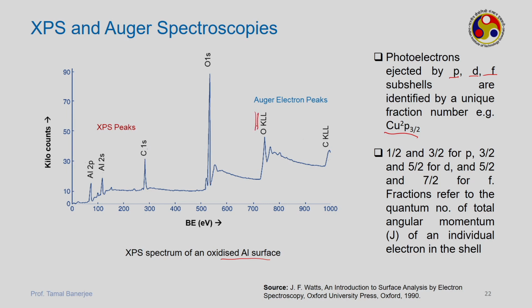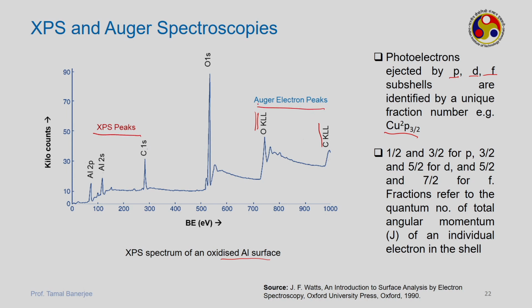Then there is OKLL. What does KLL mean? I told you, it is Auger spectroscopy. A K level inner orbital electron is ejected, another L shell electron fills the K shell vacancy, and then the outer L shell electron is emitted as the Auger electron. Similarly, you have the KLL Auger electron peaks. So, we can classify these in terms of XPS peaks and Auger electron peaks.